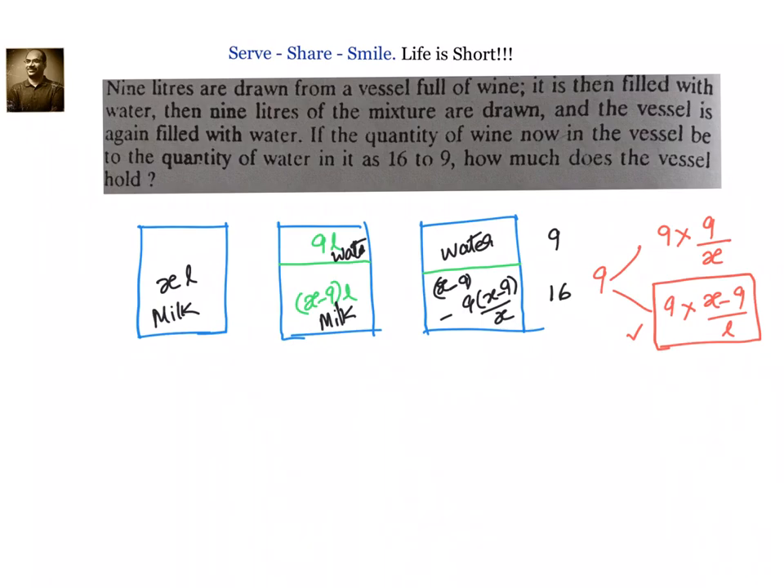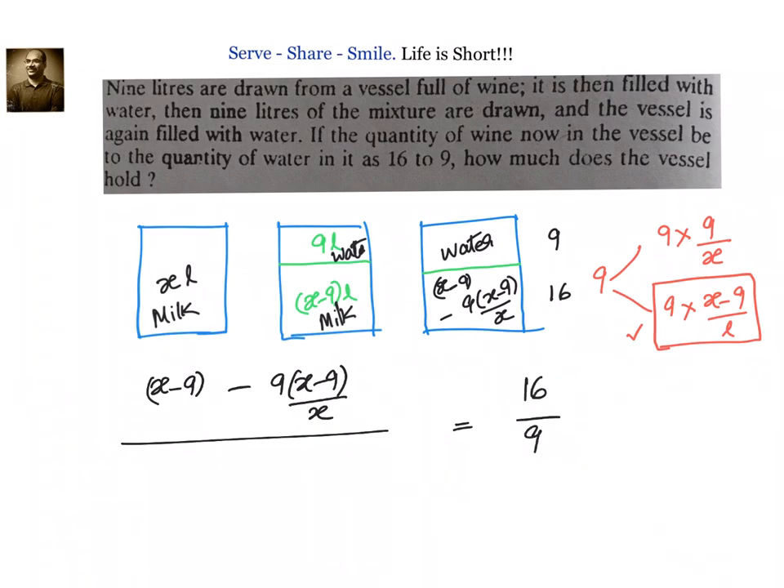Now you can ask me, why are you not focusing on the water? Because we are again filling with water completely. After removing 9 liters, we are filling with water. That means total X minus this part is nothing but water, so I don't need to work on this part. So let's go ahead and find out how much milk is left. Simplifying that, we will have X minus 9 minus 9 into X minus 9 divided by X, divided by, and we know this ratio is 16 by 9.